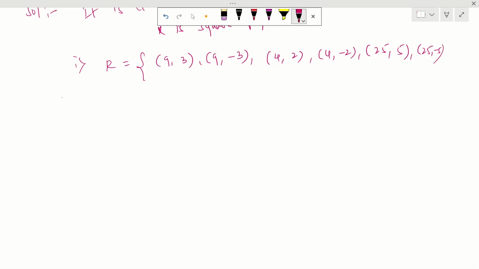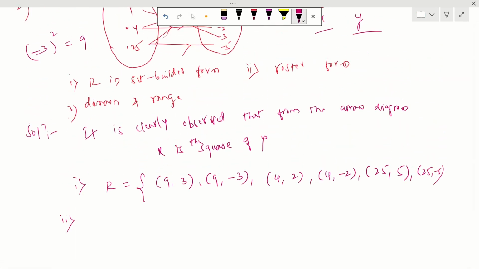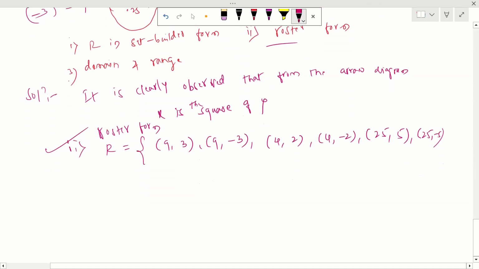Now the second one we have to write in roster form. Okay, we have written the solution of the second one, so this is in roster form. Now we will find the first one in set builder form. Okay, now we can write in set builder form.